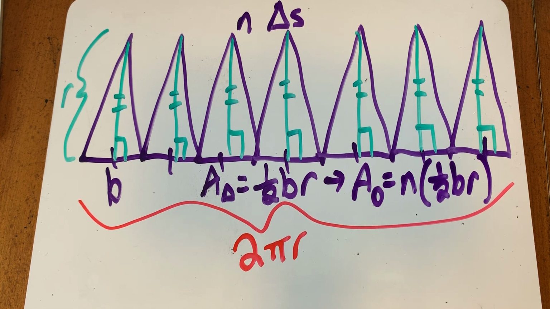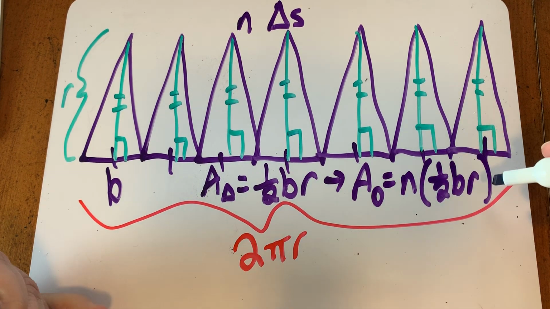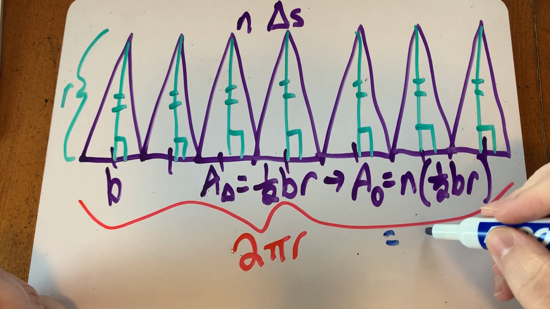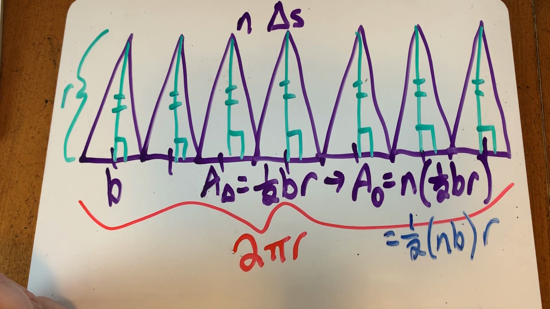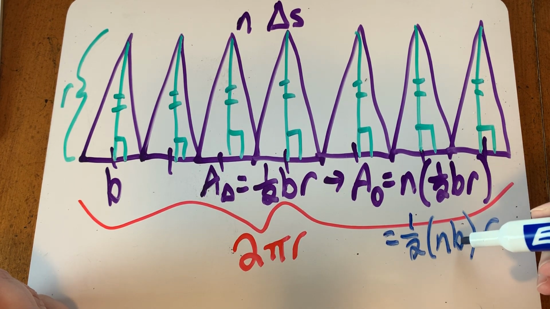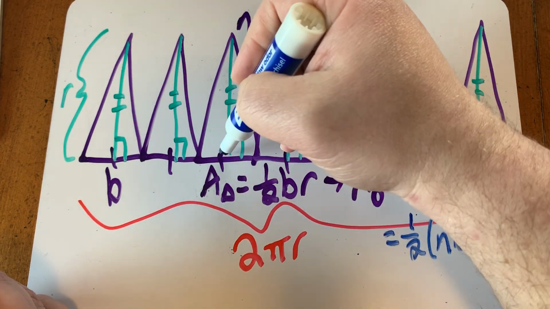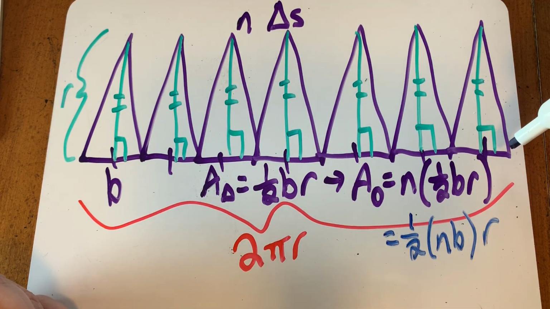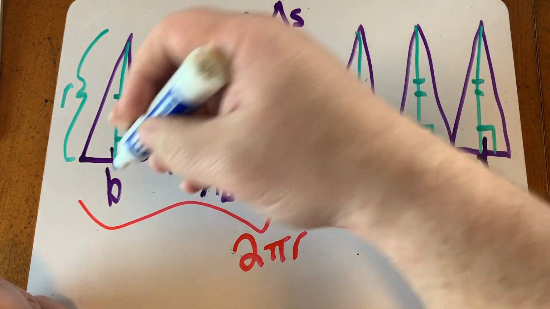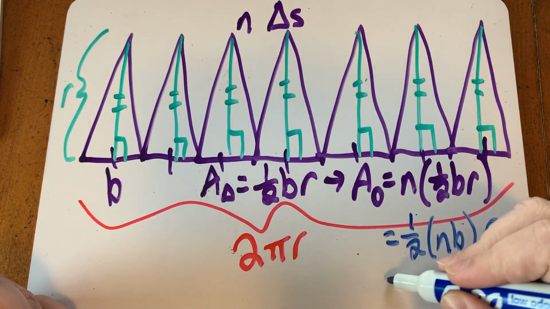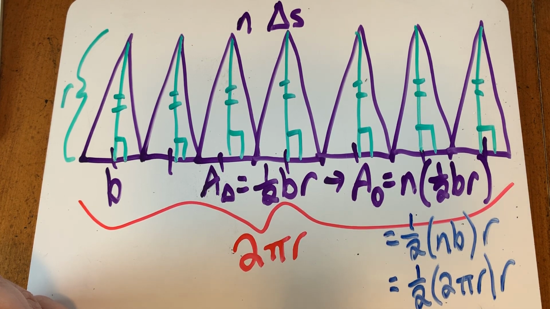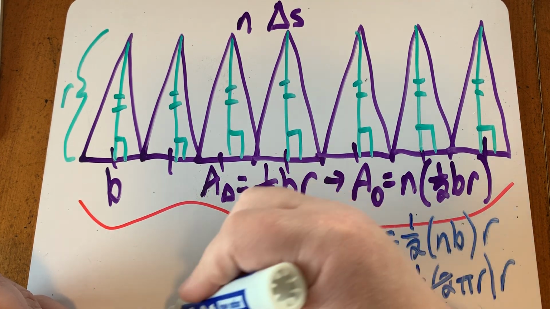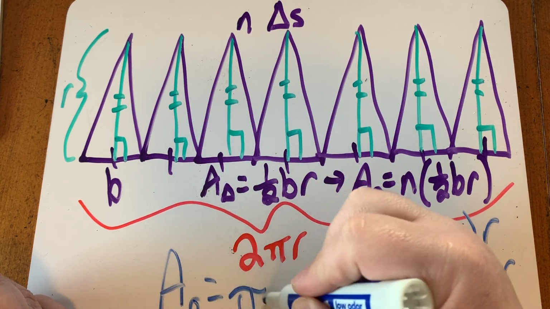Well, if it's n times 1/2 br, this is all multiplication. We can change the order. So let's make it 1/2 times nb times r. Well, nb is all of these bases together, because there's n of these bases times b. Oh, so nb is just the circumference. 1/2 2 pi r times r. Wait a minute. 1/2 times 2 is 1. r times r is r squared. Area of the circle is pi r squared.